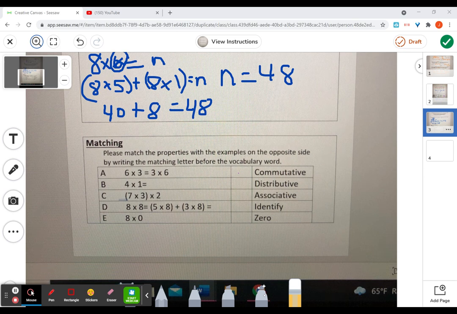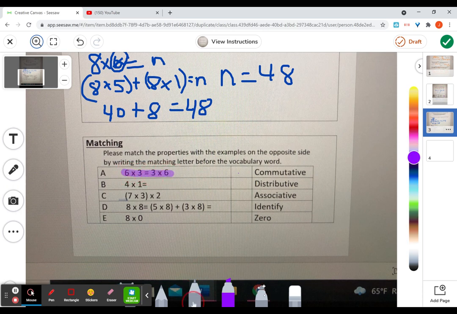So I'm looking at this first one, and I can easily see that this is 6 times 3 and then 3 times 6. Well, I know that that's the commutative property of multiplication because it's the same exact numbers. They're just switched around. So I'm going to take my A and write it right here because that's next to the commutative property of multiplication. It's a horrible A. My stylus doesn't work well, so I've got to use my mouse.